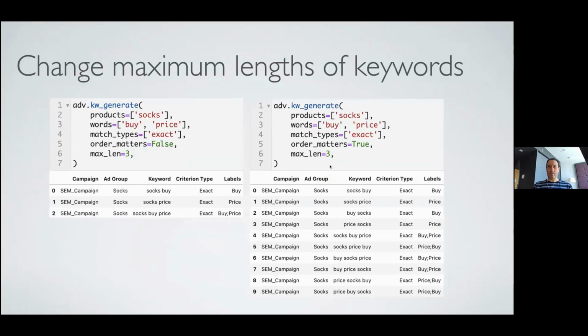Running this again with order matters equals true gives us all the permutations of the keyword. So this keyword, socks buy price, socks price buy, socks price, and all the different orderings that are available. Now, notice, of course, that the number of keywords has exploded. We had 3, now we have 10. So if this was 300, this would be 1,000. So I'm not saying you should. I'm just giving you the options of what you could do, and you can exercise this the way you want based on your judgment of what you'd like to do.